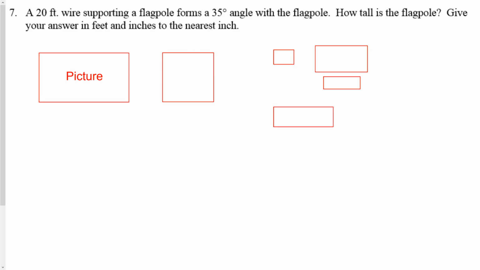The last one that we are going to do. If we have a 20-foot wire supporting a flagpole, it forms a 35-degree angle with that flagpole. Our job is to figure out how tall the flagpole is. And then we have to give our answer in feet and inches to the nearest inch.